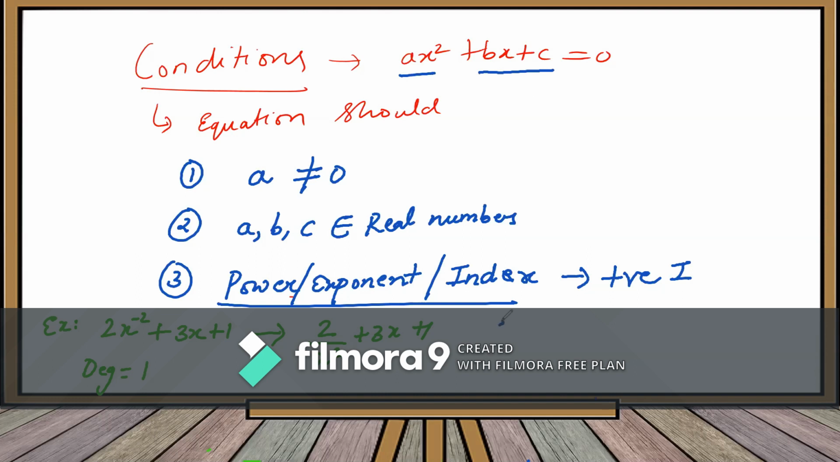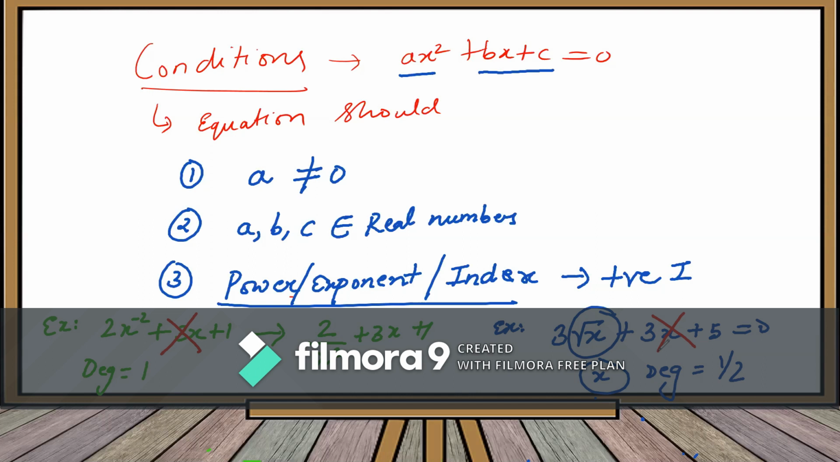Another example I would take, for example, 3 root x plus 3x plus 5 equal to 0. Again, over here, if you observe, the degree of x is 1 upon 2. A square root is always degree 1 by 2. So this is also not a quadratic equation.